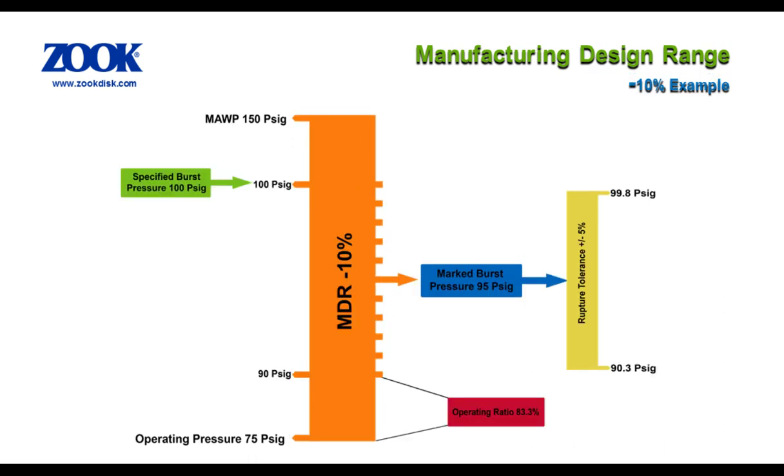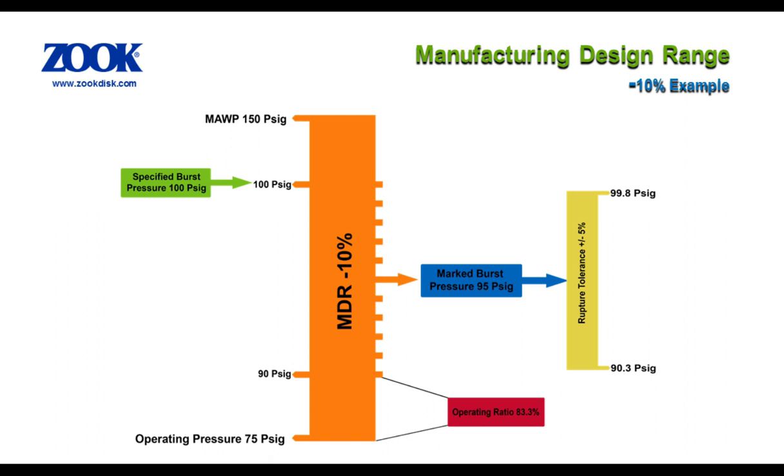Next up is the exact same installation, however this time with a wider MDR of minus 10%. The MAWP is still 150, the specified burst pressure is 100, and the normal operating pressure is still 75. They've decided, however, on a minus 10% manufacturing design range. This means that the marked burst pressure can be anywhere between the specified burst pressure of 100 and 10% less than this, or 90 psi.